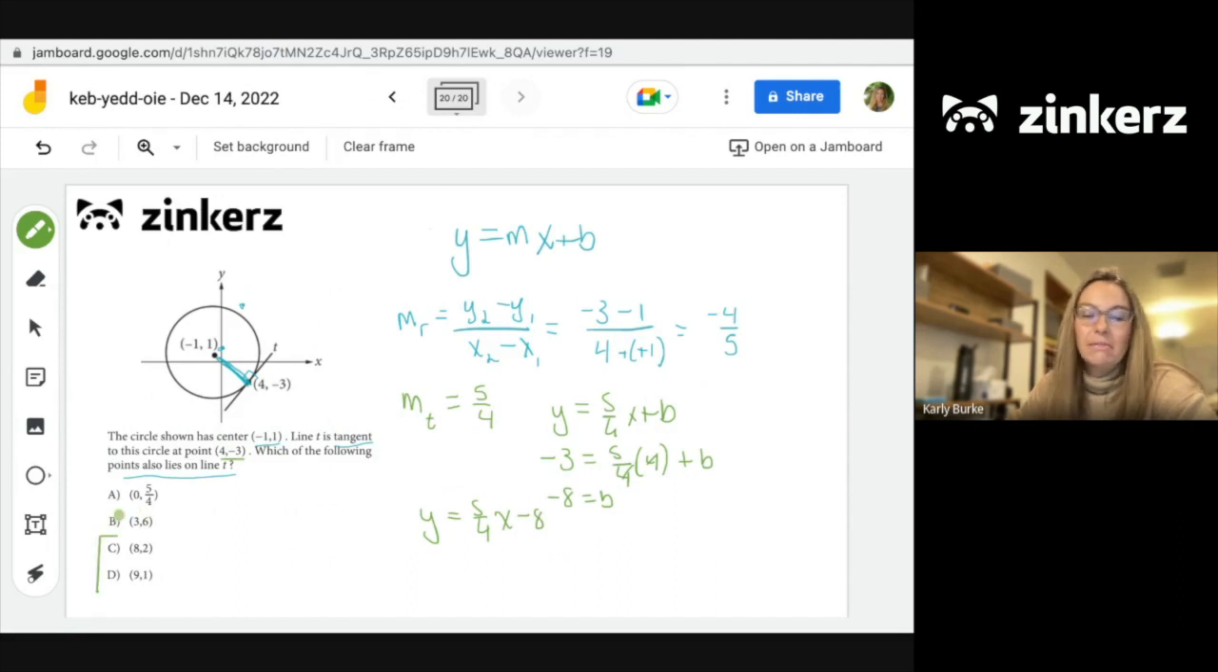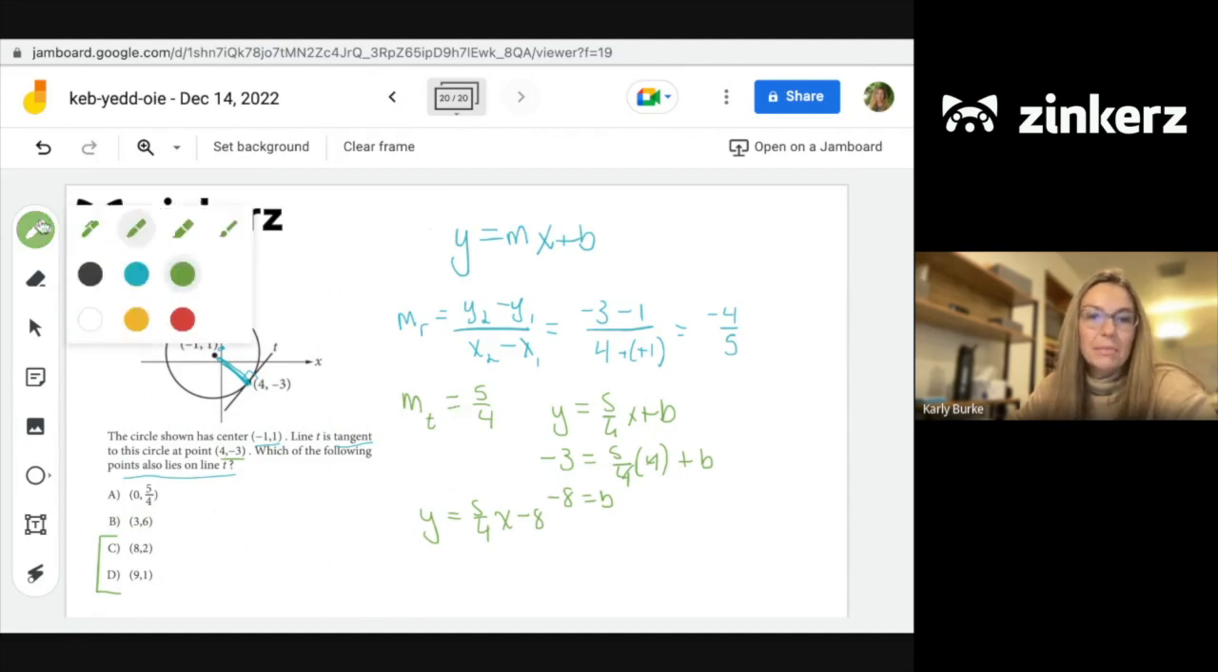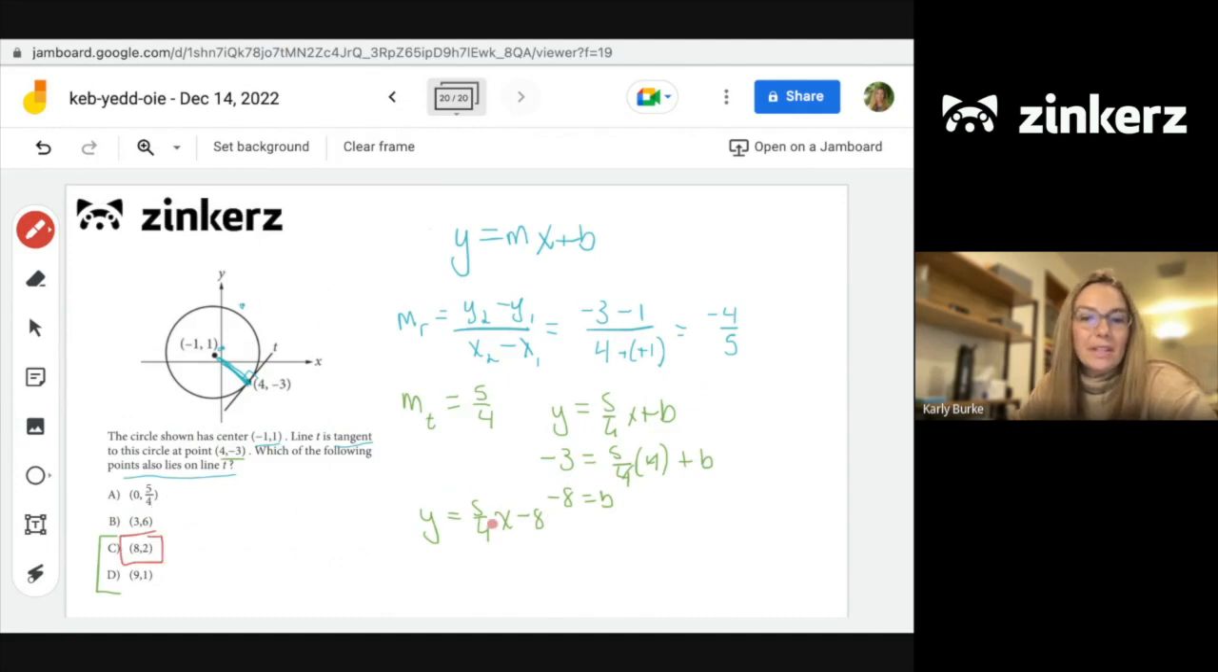So you've now eliminated A and B, and we know it's C or D. How do you figure out which one's on the line? Well, simple. We're just going to plug each one in. I'm going to start with C here, because see how I'm dividing by 4, and there's a nice 8 there? That means I'm going to end up with a nice number.